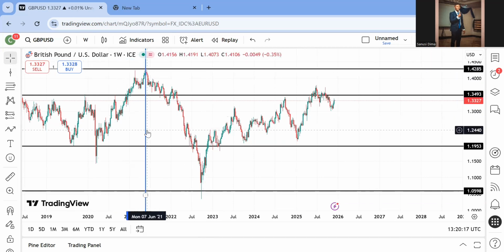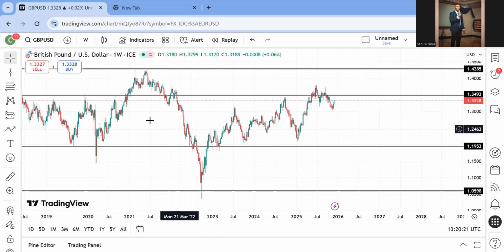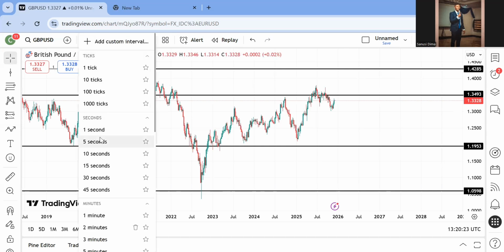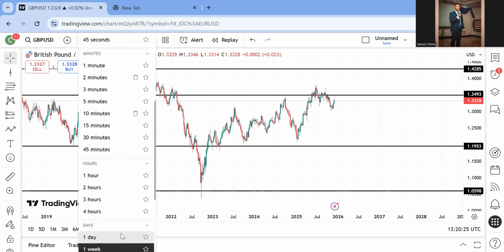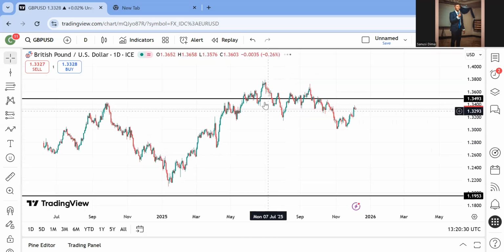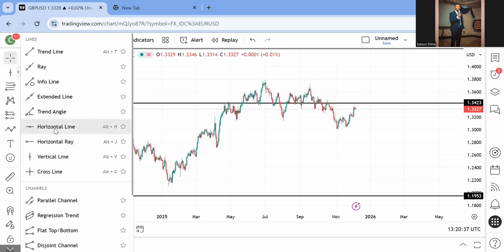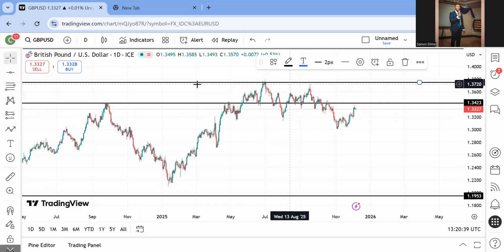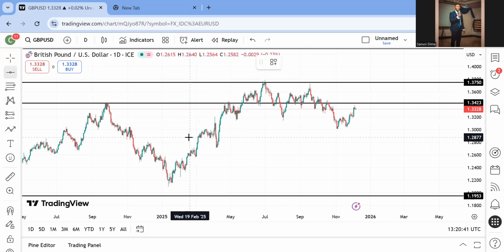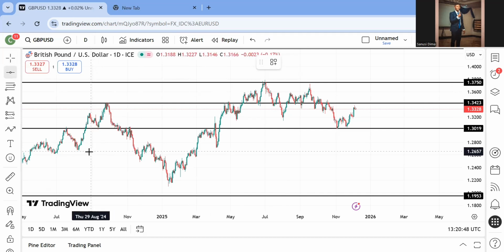Okay, so like I said, obviously we cannot trade the weekly time frame. So let's go to a more tradable time frame, which is the daily time frame. So on the daily time frame, I'm going to adjust my key levels and also plot daily time frame key levels, which is this. We're going to have more key levels on the daily time frame. Here, another place I see a key level is here.